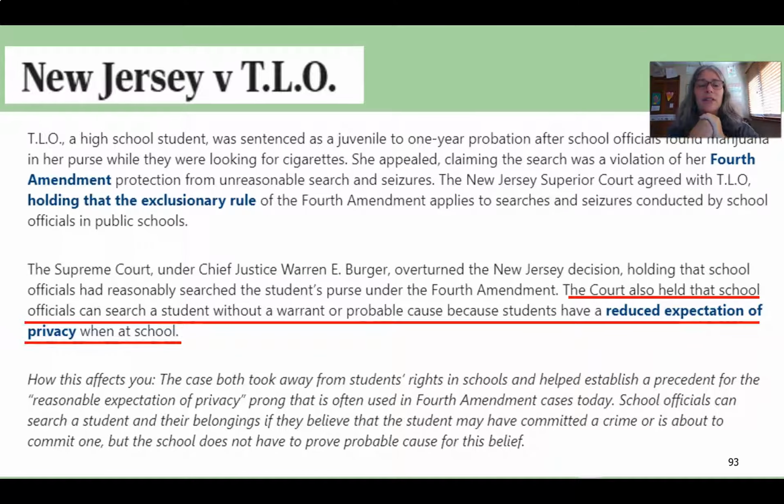And I find this interesting. They said that school officials can search a student without a warrant or probable cause because students have a reduced expectation of privacy when at school. So I think that's something to keep in mind. And I like that this particular site I pulled this from down below talked about how does this affect you? And the idea that, again, you might have slightly reduced rights at schools because you are under a different set of rules and procedures there, and you're expected to uphold a certain code.